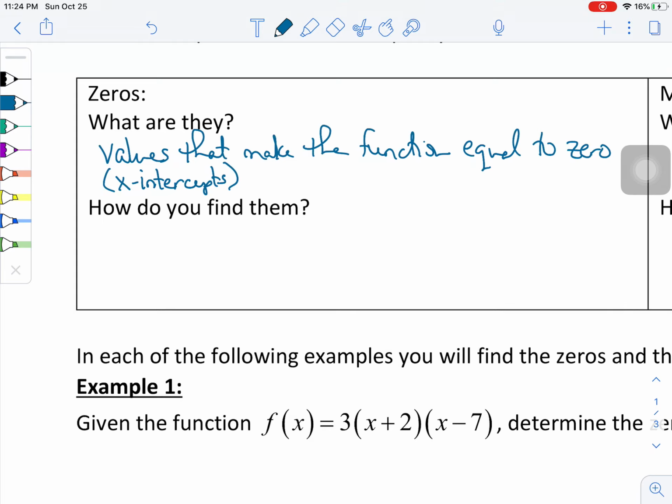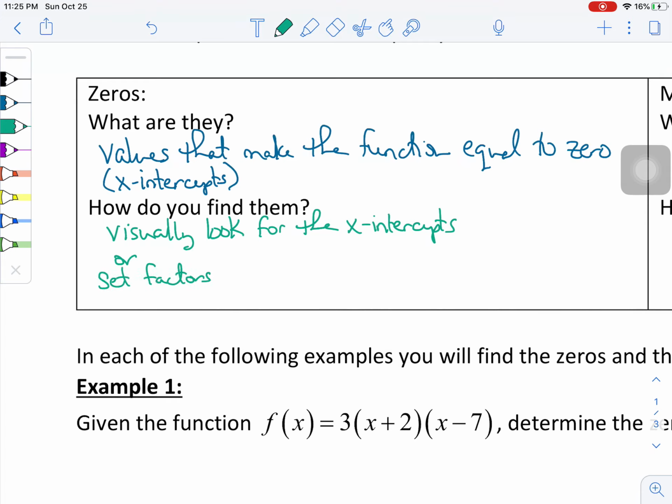So how do you find them? Well, you can visually look for the x-intercepts if you have a graph. Or, if you're in factored form, set factors equal to 0 and solve for x. Okay. So those are zeros.